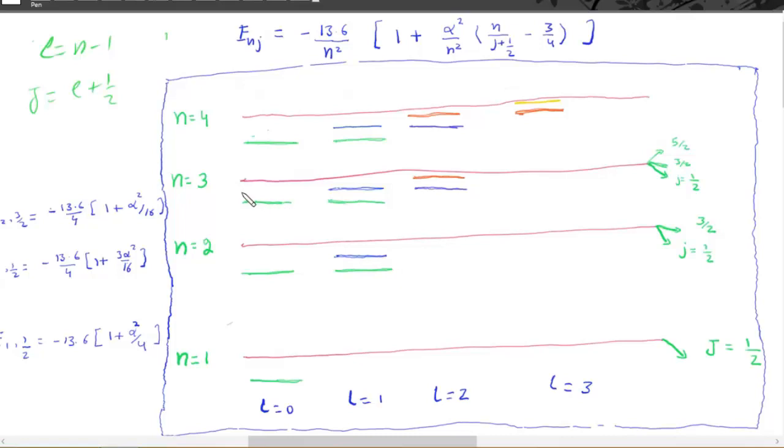Okay, now for n is equal to 3, the values of L are 0, 1, 2. For 0 it is j half only, and for L is equal to 1 there are also 2 states, j half and j 3 divided by 2. And now for L is equal to 2, there are 2 states too, 3 divided by 2 and 5 divided by 2. Okay, and similarly for n is equal to 4, some other states are added to this.